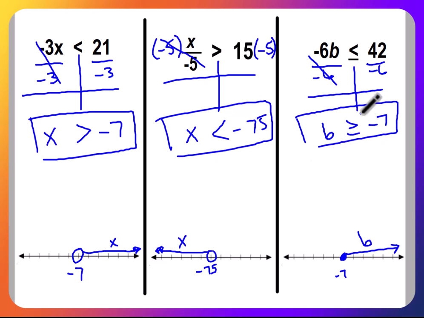Okay, did you get b is greater than or equal to -7? Or did you get b is less than or equal to -7? If you got less than or equal to, then you just forgot to reverse or flip that inequality symbol. But the correct answer is b is greater than or equal to -7. You go ahead and graph it. This time, your circle dot at the -7 is going to be filled in because it has that equals line.